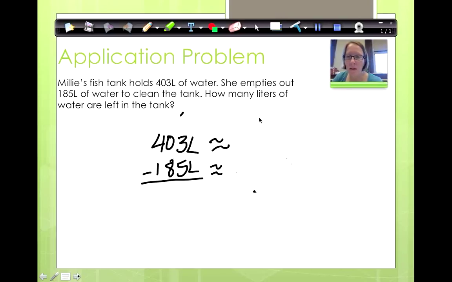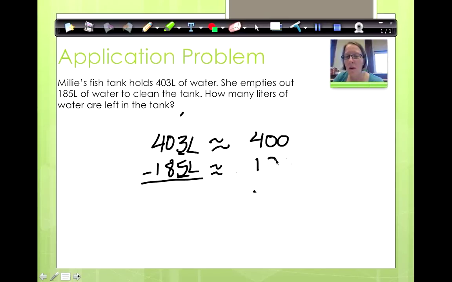403. We look down at the one spot if we're rounding to the tens. It rounds down because it's not halfway between 0 and 10. It's 5, and it's below the 5, so we're going to round it down to 400. Where are we going to round this one to? 185, the 5, we're going to round up. So the next 10 is going to be 190.